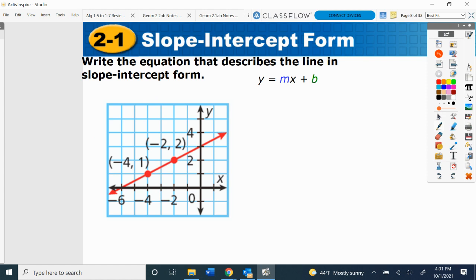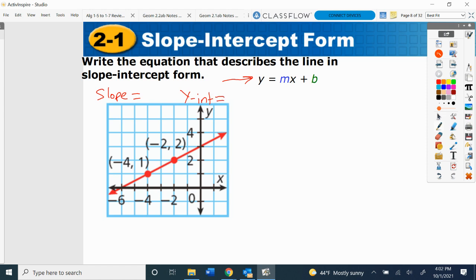Sometimes we have to look at an actual line that's on a graph itself, and then we can take the information for that line and write the equation that would match it. We need two things to make that happen. We need the slope. We need to figure out what the slope of that line is, and we need the y-intercept. We need to figure out what the y-intercept is.